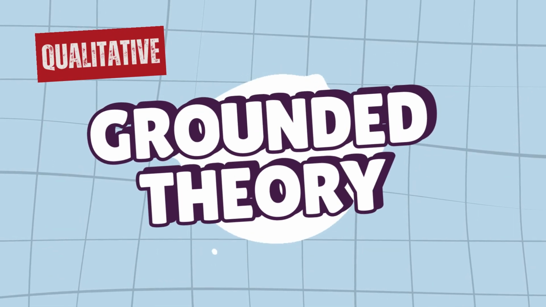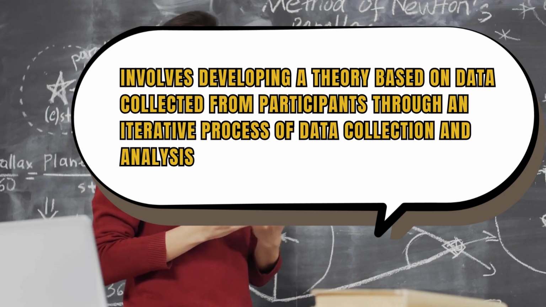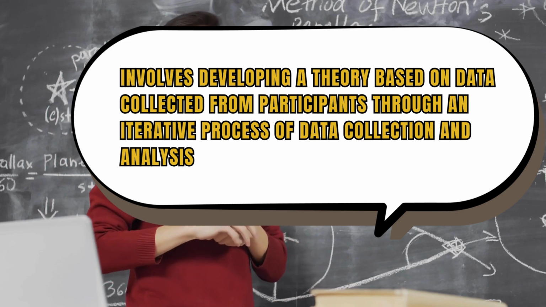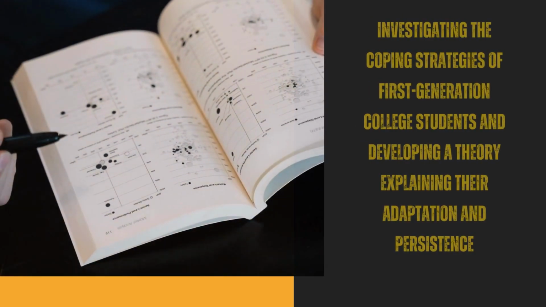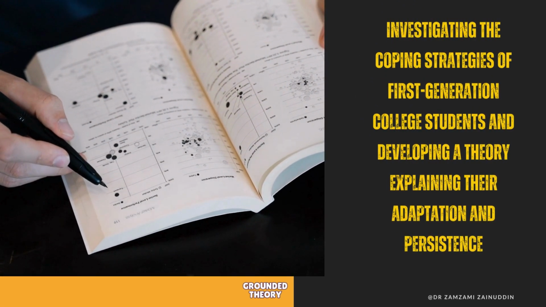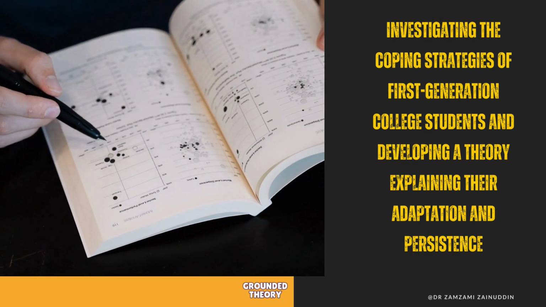Fourth is grounded theory. This design involves developing a theory based on data collected from participants through an iterative process of data collection and analysis. For example, investigating the coping strategies of first-generation college students and developing a theory explaining their adaptation and persistence.